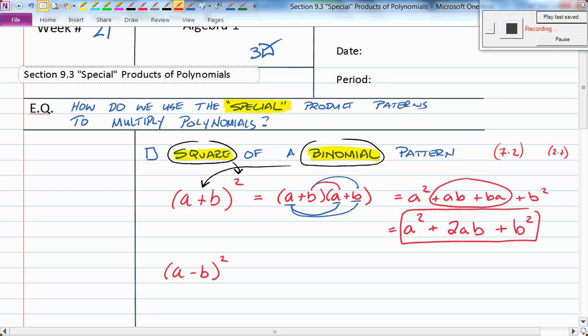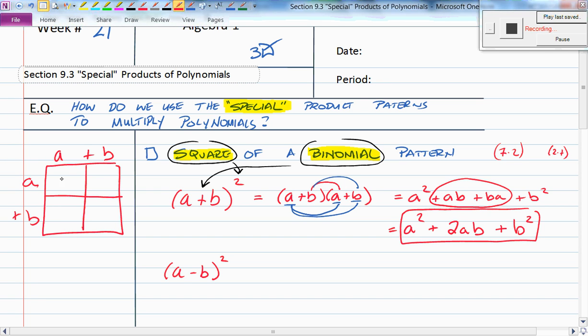Okay, also, I want to show you another way to represent this. I'm going to show you a box method using two binomials. So check this out. I'm going to put a plus b up top, all right? And I'm going to put a plus b on the side. So how many squares should I have? 4, right? Okay, let's see here.